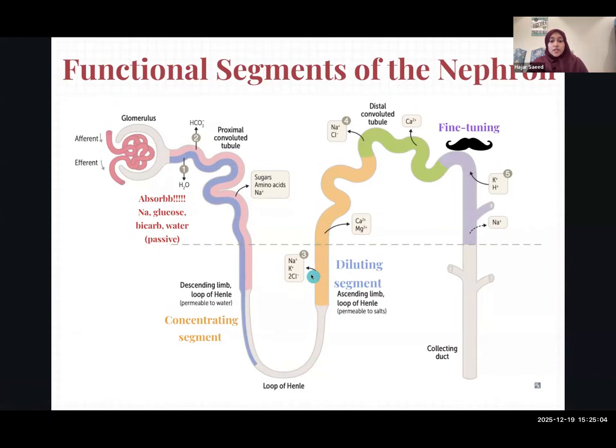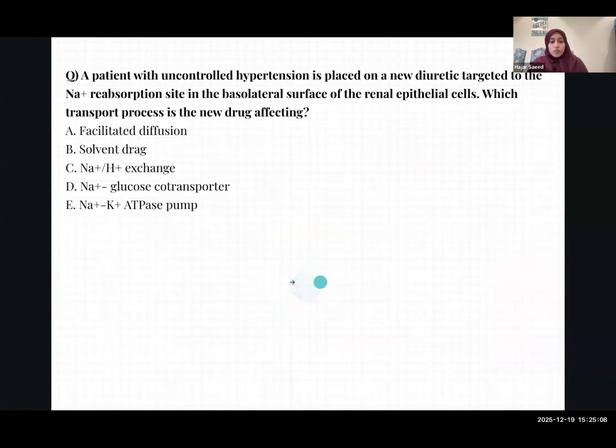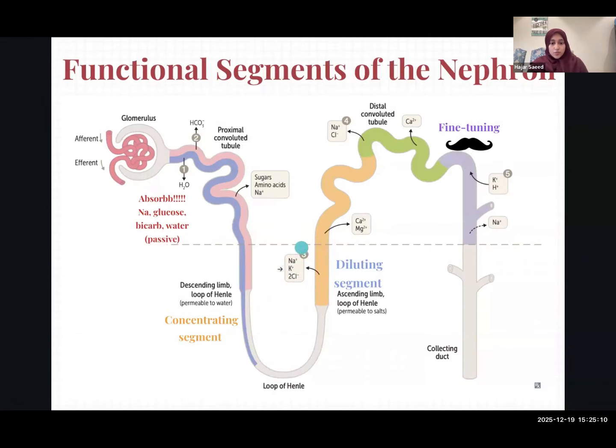And it's called the diluting segment, even though it's impermeable to water, it's because sodium, potassium, chloride, all of that is being absorbed. And so we're left with urine that's deplete of all of these solutes. So it's pretty watery, it's dilute. Later distal convoluted tubule and the collecting duct, these are the areas of fine tuning. Okay. So this is where the hormones act, antidiuretic hormone, aldosterone, that kind of stuff. It all acts over here.